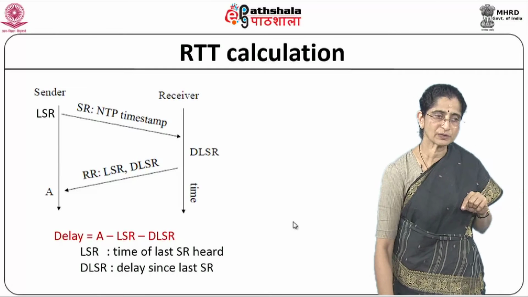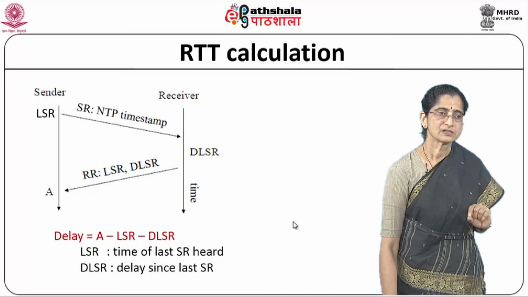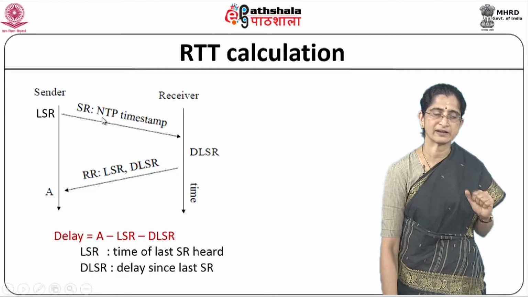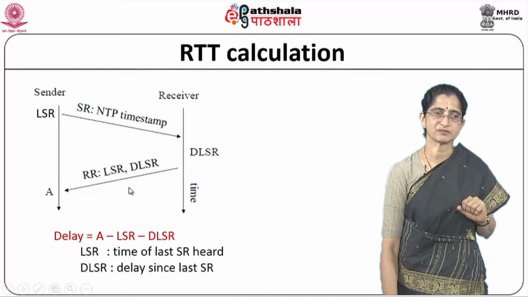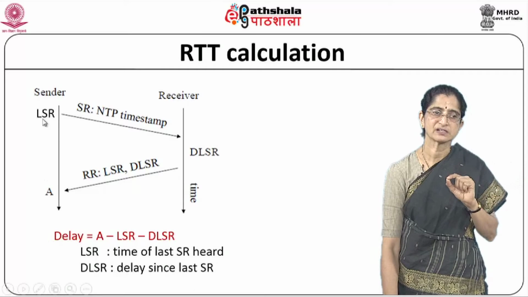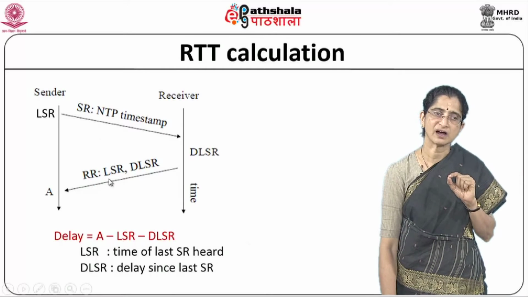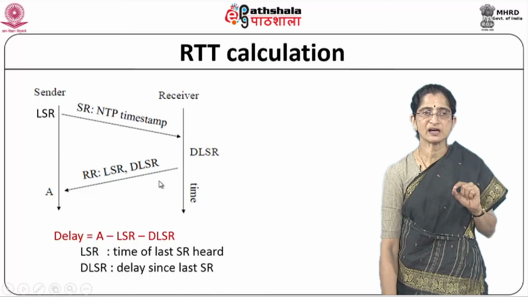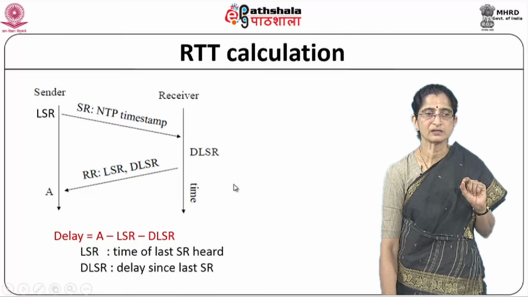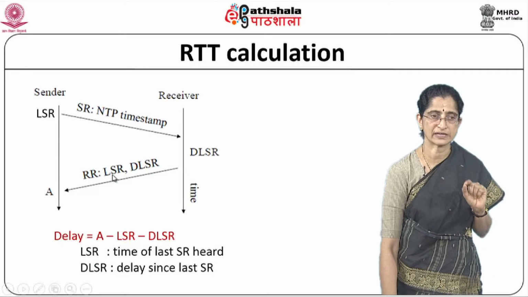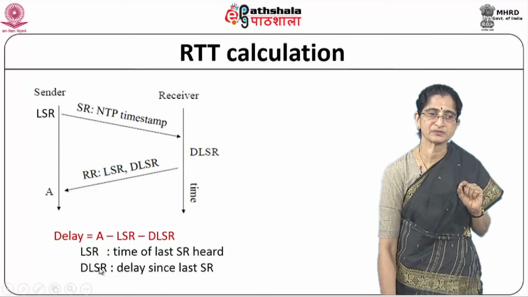Okay. So if you look at how the round trip time can be calculated, look at what is happening here. When a sender sends an SR packet, it has the NTP timestamp in that particular packet. So when the receiver receives that information, the last instant at which this SR packet was sent, that is what it is going to send you back in its RR report as the LSR information, that is the time at which the last SR was heard. The last SR, the sender's report that I received, what was the timestamp on that? That information is the LSR field.